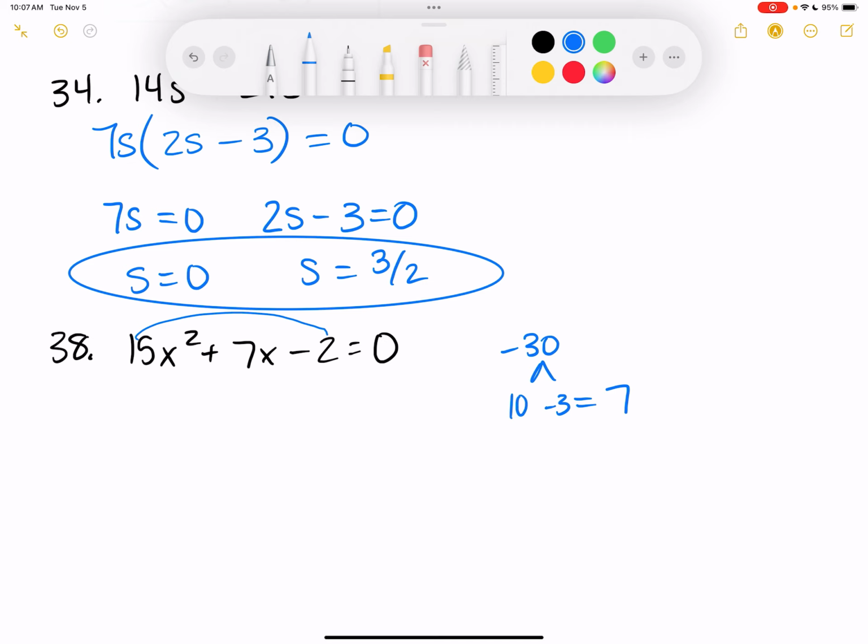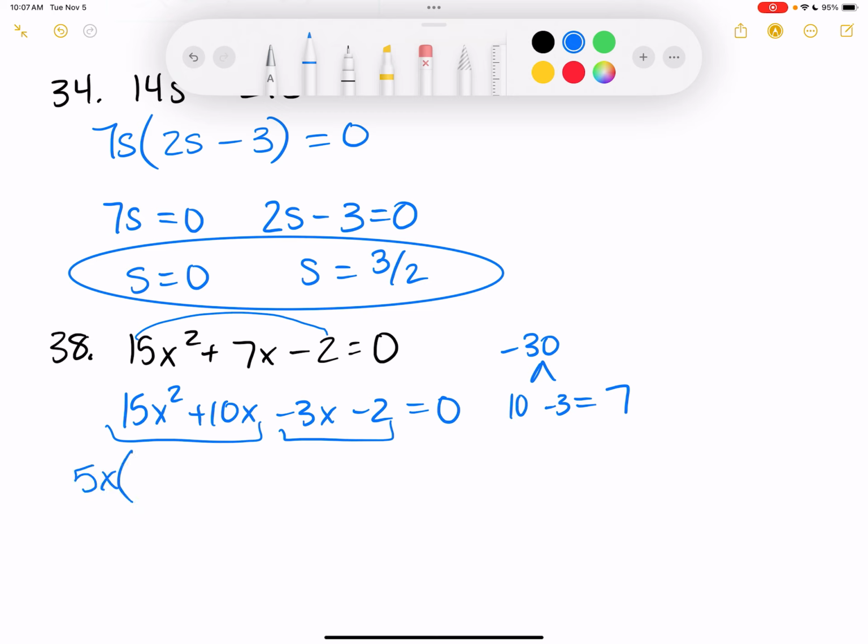So this is one where it really doesn't matter which number you pair with it. I'm just going to pair the 10 with the 15. So 15x squared plus 10x minus 3x minus 2. Factor by grouping. What do I take out of the first one? 5x. And what am I left with? 3x plus 2.